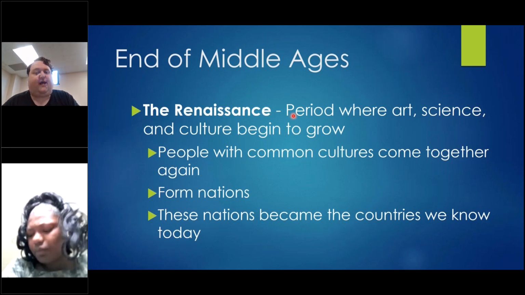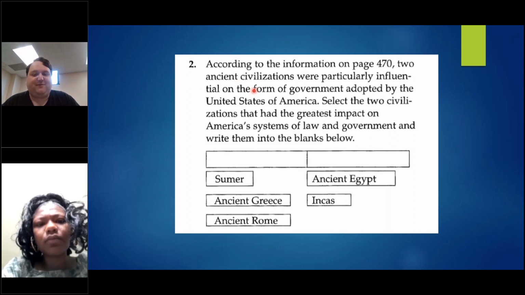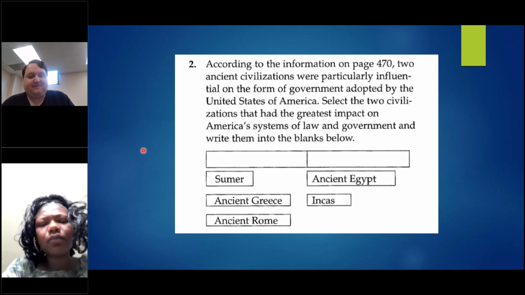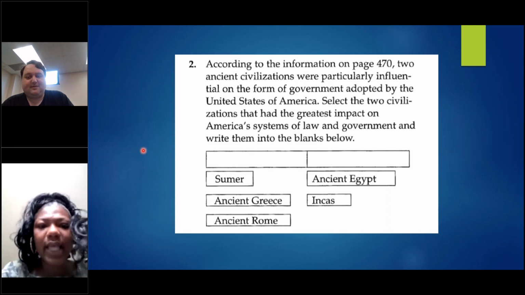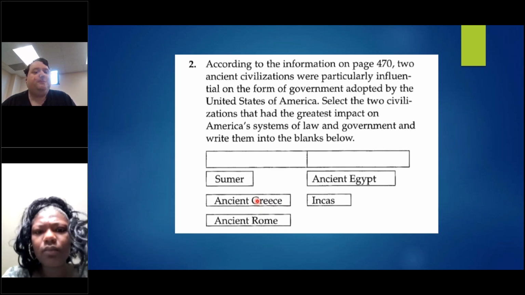So let's take a really quick look at another test style question. According to the information that I gave you, the same information that's on the page there: two ancient civilizations were particularly influential on the form of government adopted by the United States of America. Select the two civilizations that had the greatest impact on America's systems of law and government. What two civilizations did we talk about already? I believe it's ancient Greece and ancient Rome. Excellent. Greece came up with the idea of democracy, and Rome had representatives in their democracy. Perfect. Excellent work.